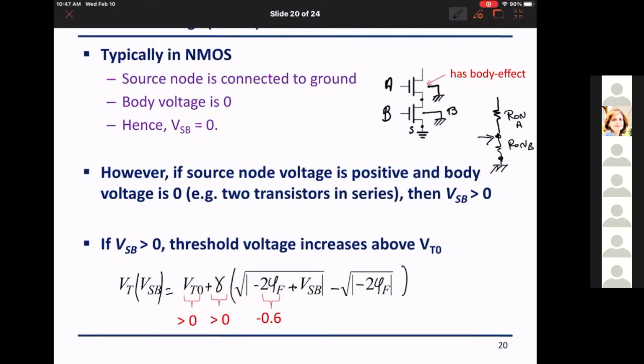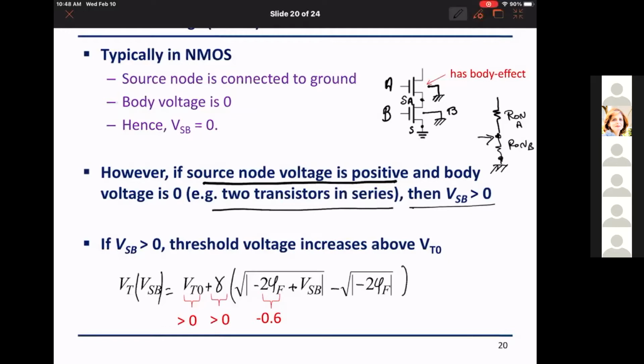At steady state, yes. But as I am operating, no, it's a node between two resistors. It might be charged. So there is nothing that guarantees that this VSB is equal to 0. And it might be positive. And therefore, this transistor has a body effect and its VSB is different from 0. Okay? So if the source node is positive at some operating point, and it will be, given and very well known. Example, when two transistors are in series, then VSB is positive.